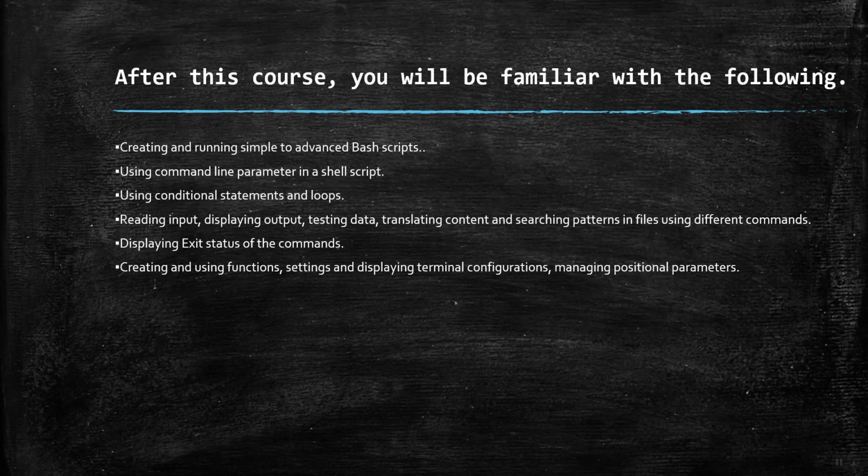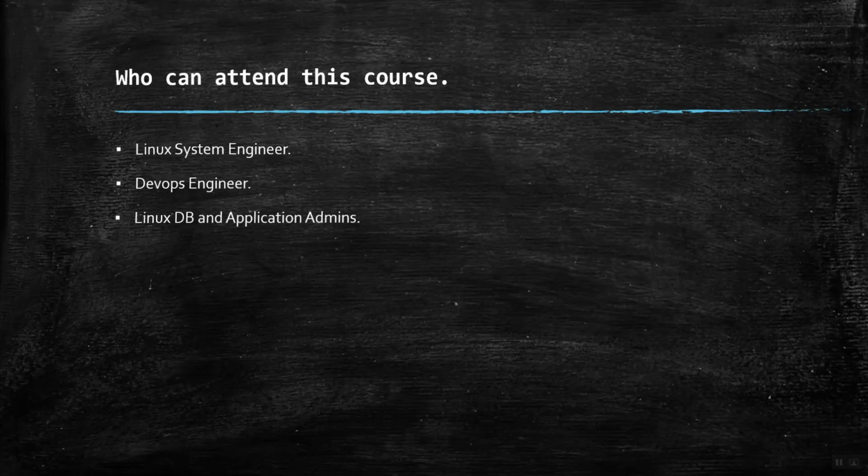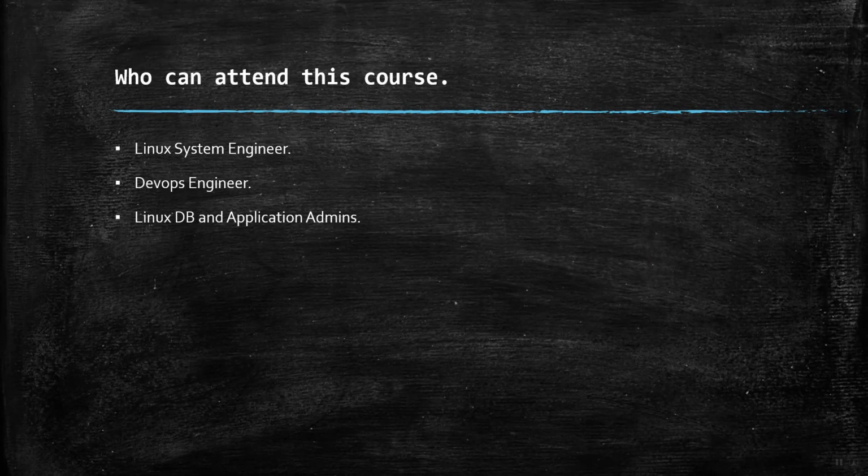After this course, you'll be familiar with the following: creating and running simple to advanced bash scripts using command line parameters, using conditional statements and loops, reading input, displaying output, testing data, translating content, and searching patterns in files using different commands like awk, sed, or cut command, displaying exit status of the commands, creating and using functions, setting and displaying terminal configurations, and managing operational parameters. So who can attend this course? Linux system engineers, DevOps engineers, Linux database administrators, or application administrators can attend this course.